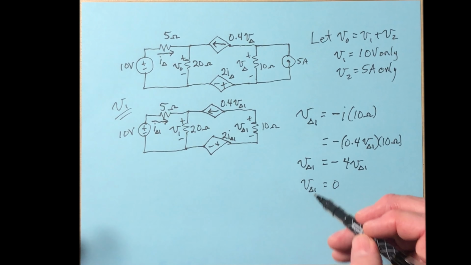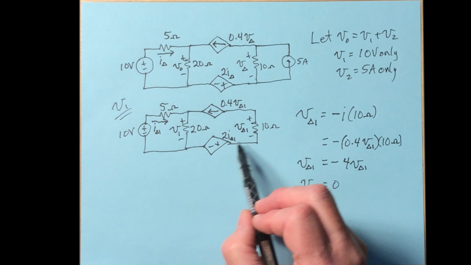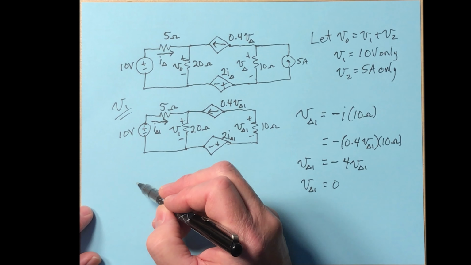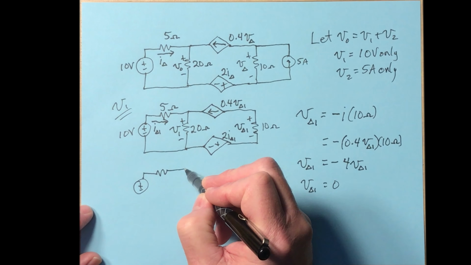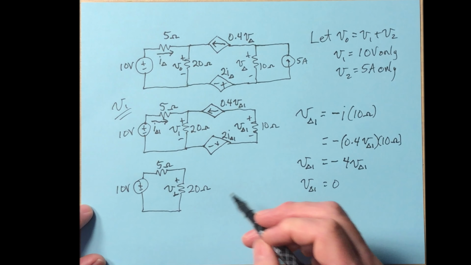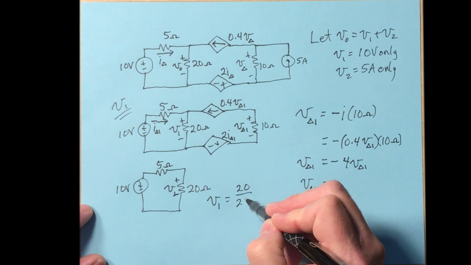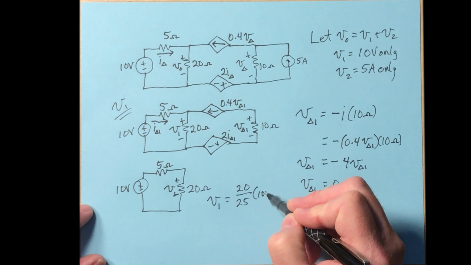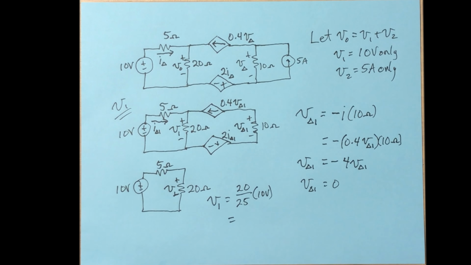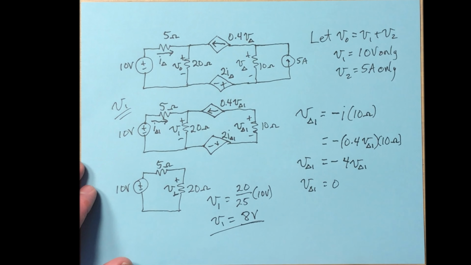So at this point, that dramatically reduces down what's happening here. We can just ignore this part of the circuit then, and the circuit becomes that. So in that case, V1 is equal to 20 over 25 of 10 volts, and that turns out to be 8 volts. There, we just figured out what V1 is.